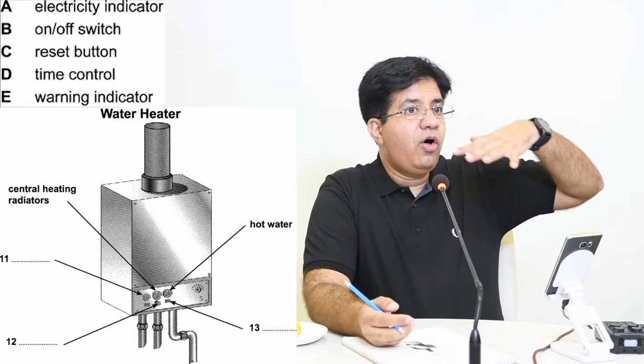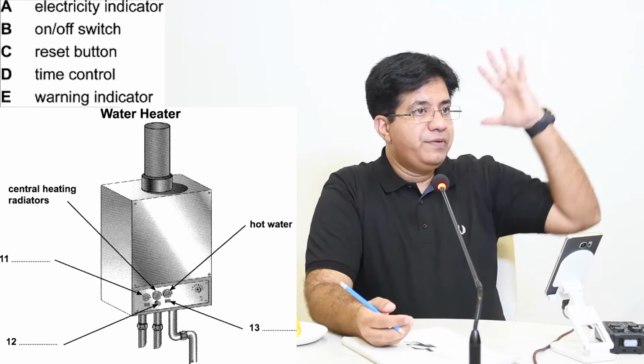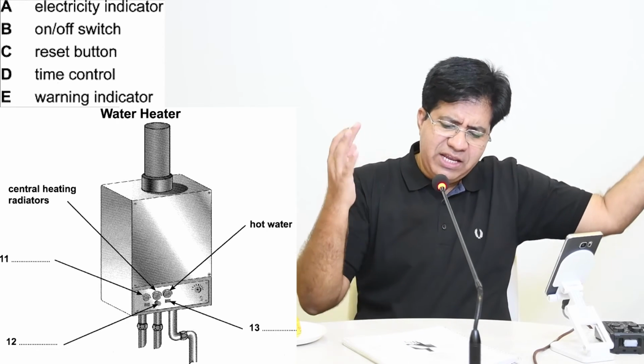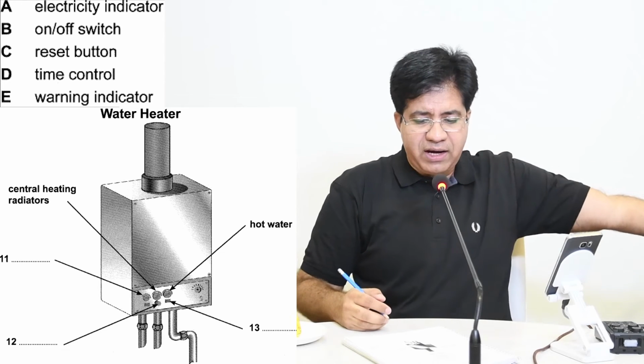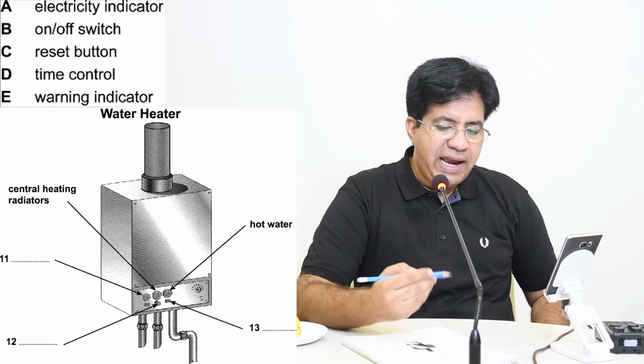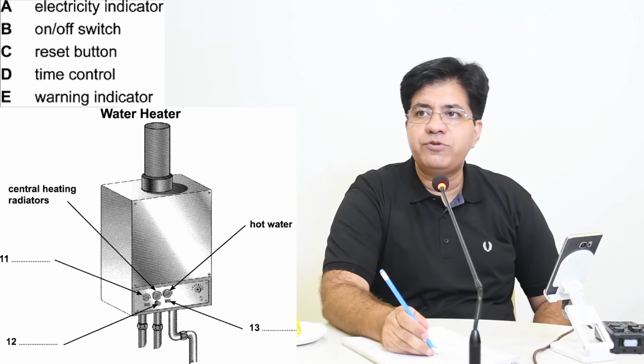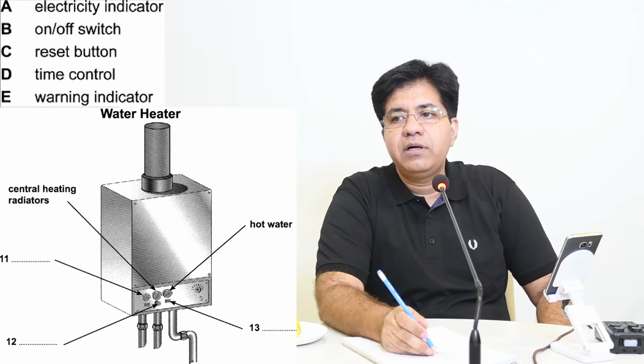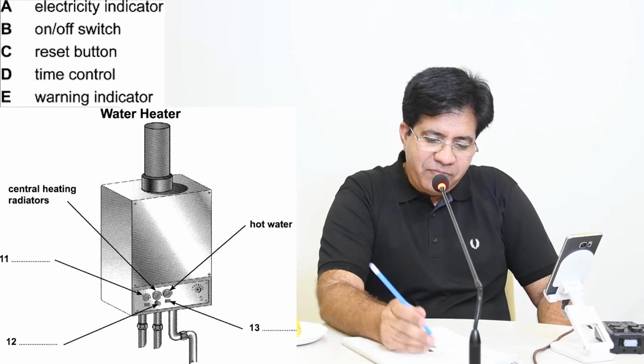The first one on the far left. First one and far left. Very, very simple. First one on the far left is the main control. So 11 is main control, and later on you can see it's on off switch. So you will write B over there. Clear? Okay. Let's go on.